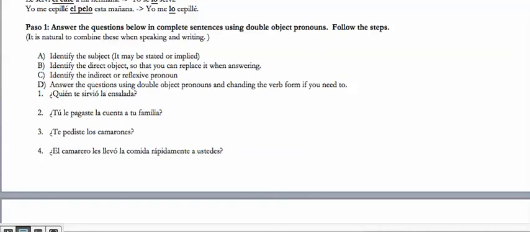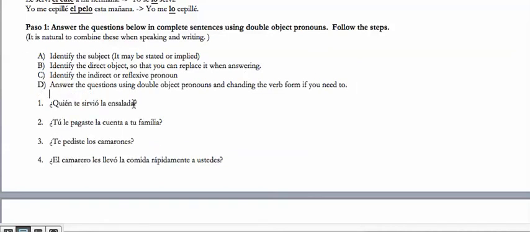Identify the subject. ¿Quién te sirvió la ensalada? Who's the subject? Really, the subject is quién, right? Who served? Okay? Subject is quién. Identify the direct object. What's the direct object? What are we serving, or what did who serve? La ensalada, correct?